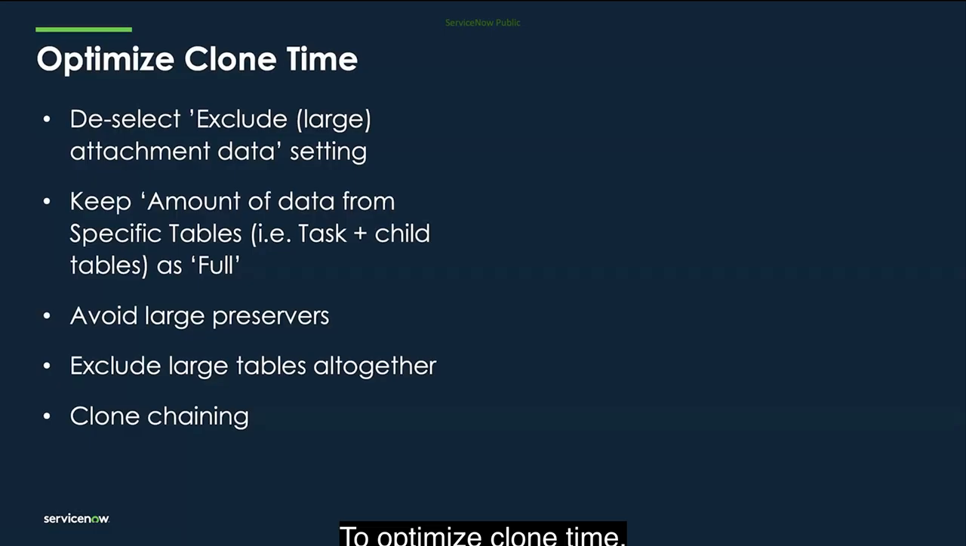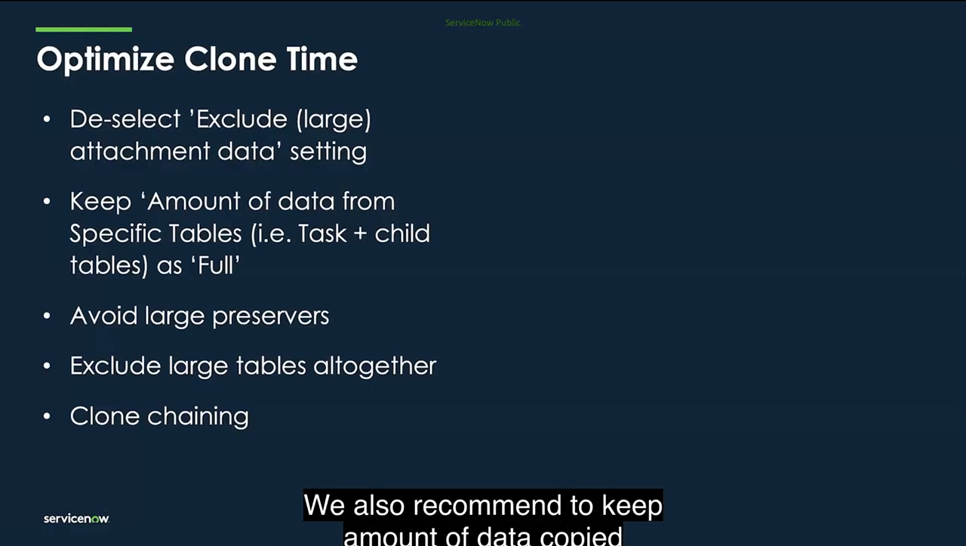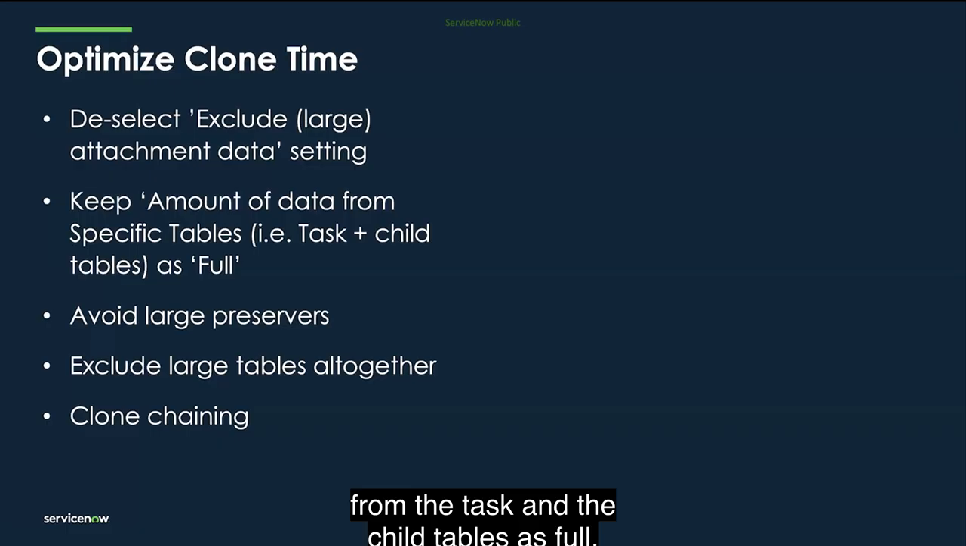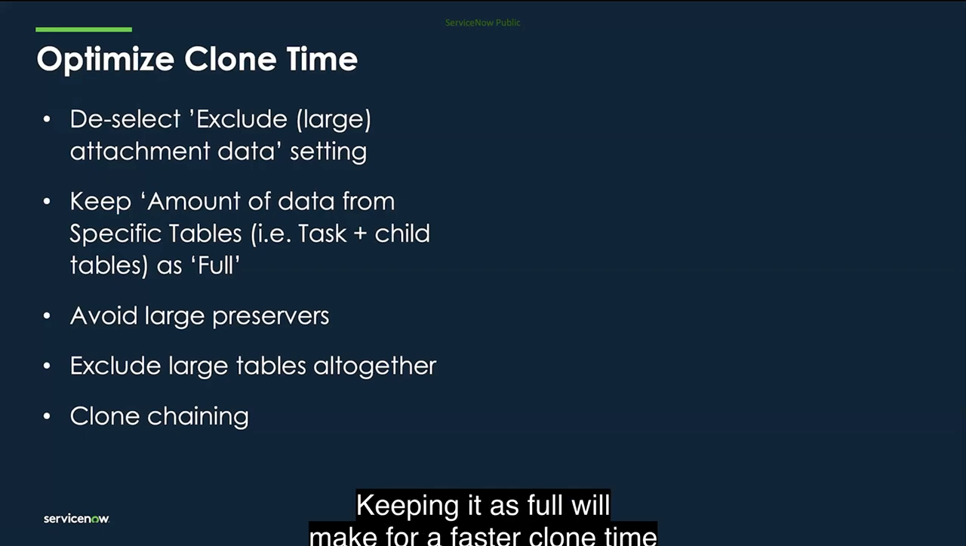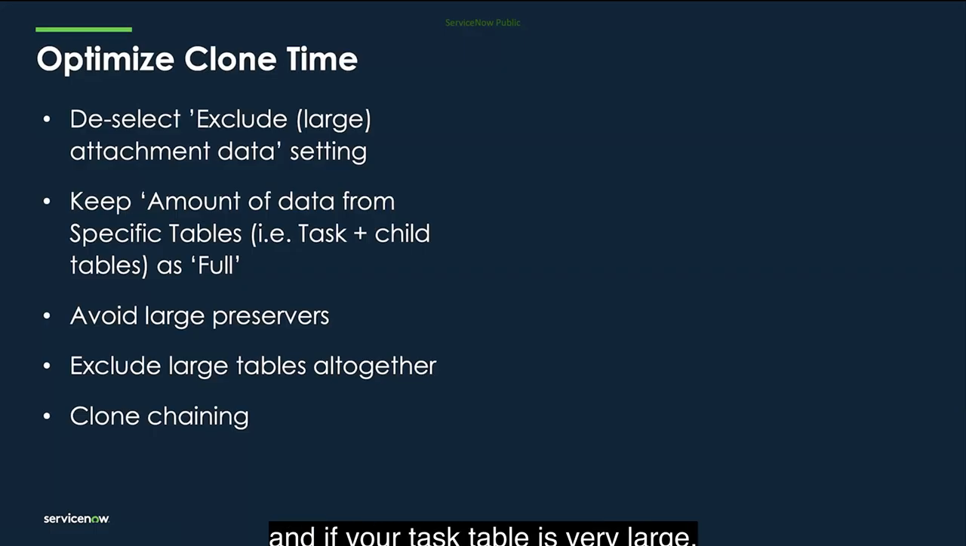To optimize clone time, we recommend to turn off the exclude attachment data setting. We also recommend to keep the amount of data copied from the task and the child tables as full, as opposed to the last 90 days. Keeping it as full will make for a faster clone time, in particular if your database size is very large and if your task table is very large.